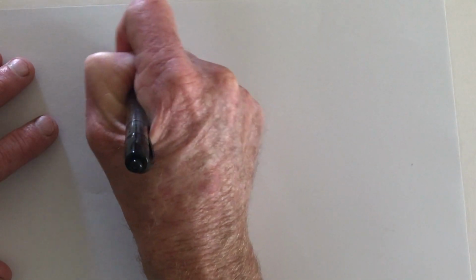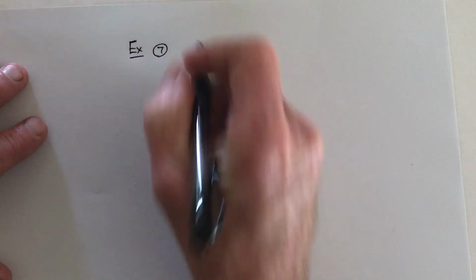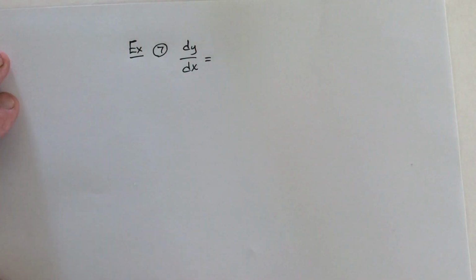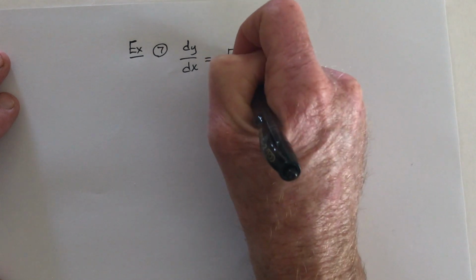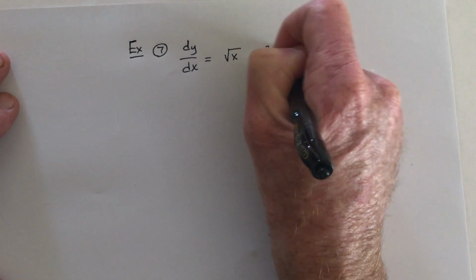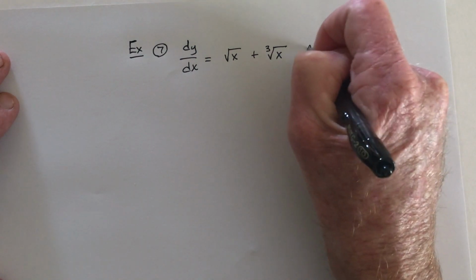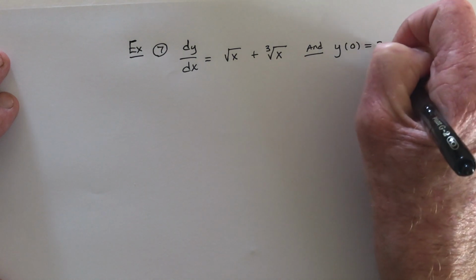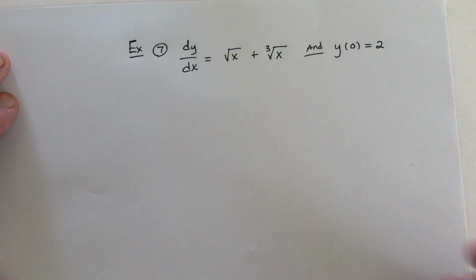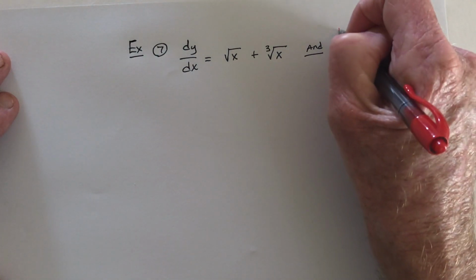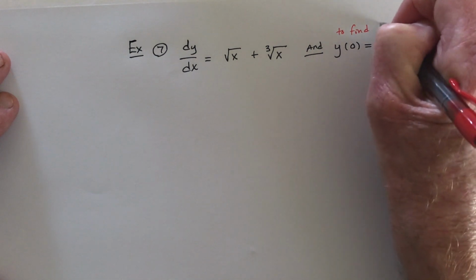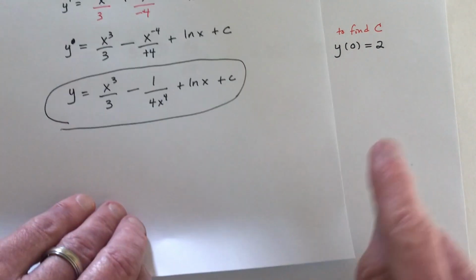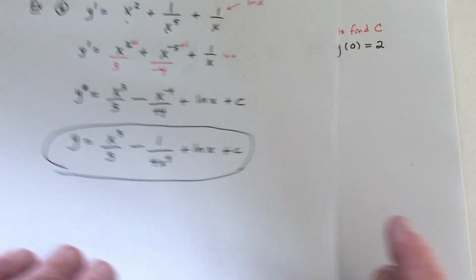Then there can be times when, example number 7, instead of y prime, it might say dy dx, which means the exact same thing. And then we've got the square root of x plus the cube root of x. And then there could be some additional information like y, when you substitute 0, you'll get the answer 2. So this extra information is used to find out what c equals. So we'll use this part at the end, and instead of having just plus the letter c at the end, we'll actually find out what c equals.